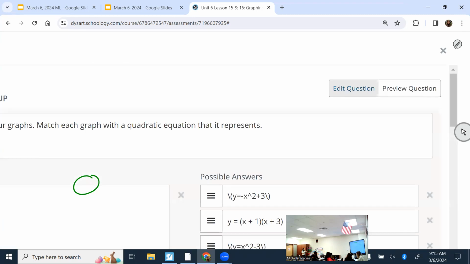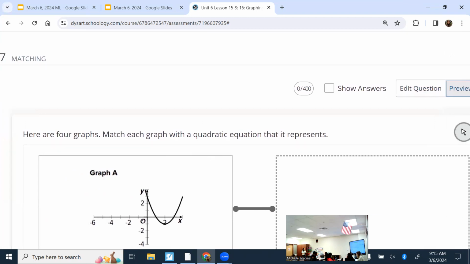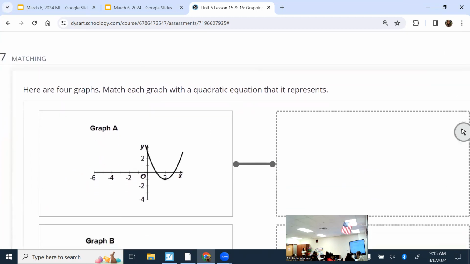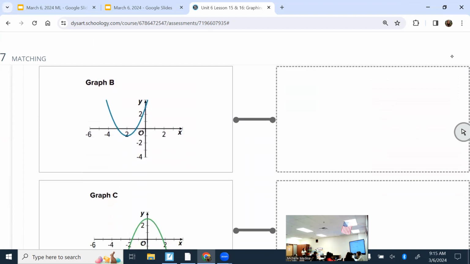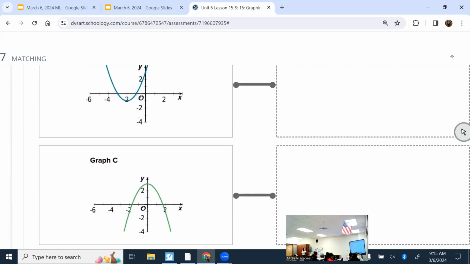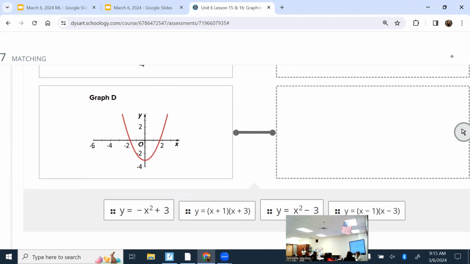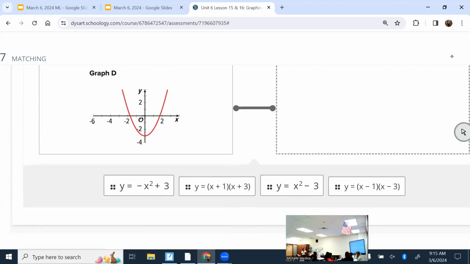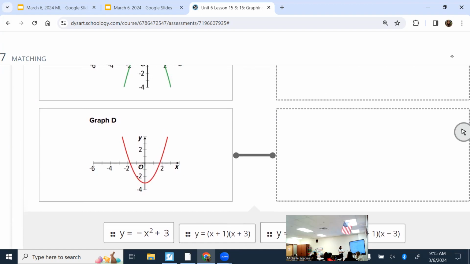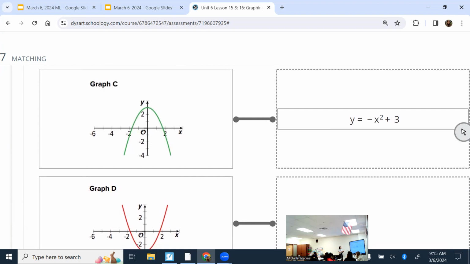So number 7 on today's, we are matching each graph with the quadratic that it represents. So they're all different from the parent graph, it seems. Only one of them opens downward, so I'll start with that one. The one that opens downward should have a what? A negative x squared. There's only one, because there's only one that opens downward. So I know this one goes with graph C. The one that's a negative x squared.